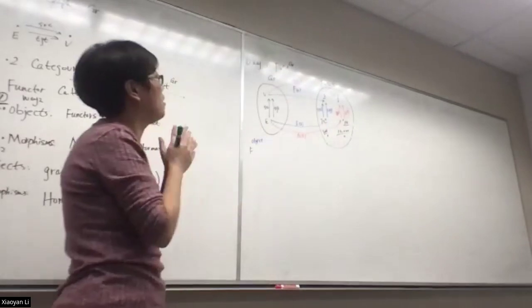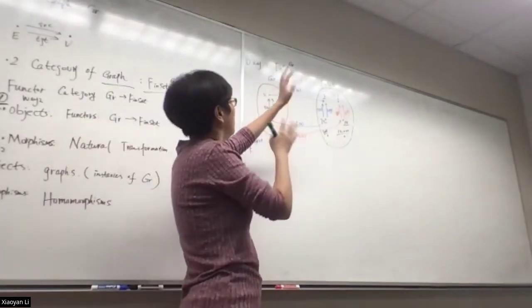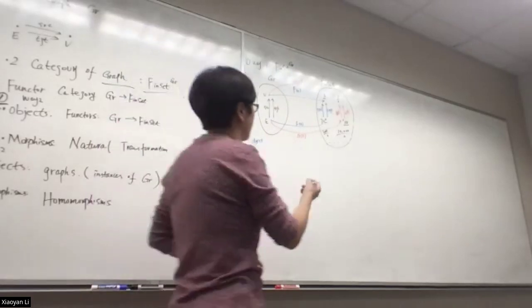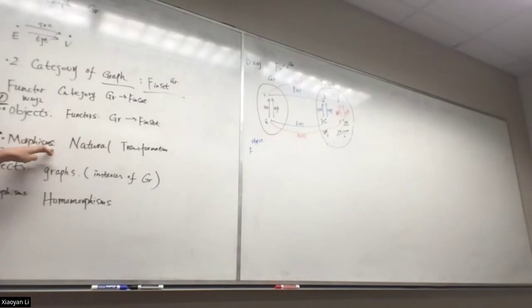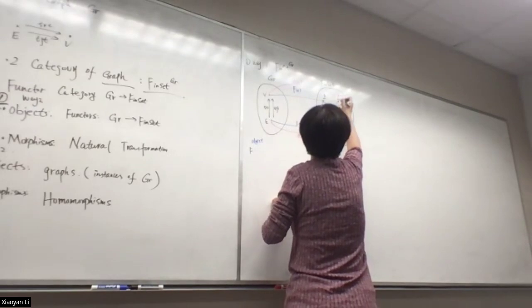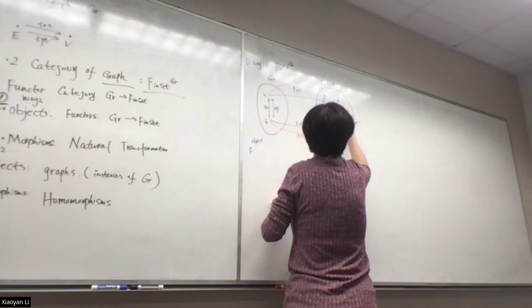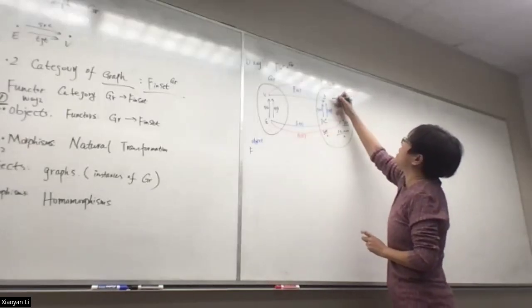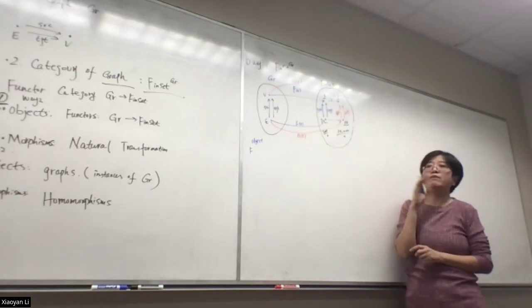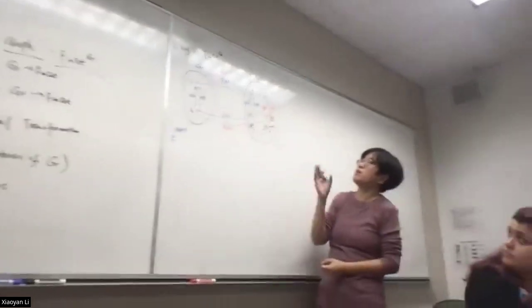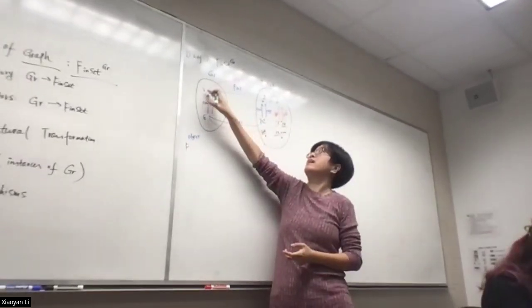Now there should be a morphism in the functor category from GR to FinSet. The morphisms are natural transformations. So the natural transformation definition is something like this, right? If we name this natural transformation alpha, then alpha has several components. Based on the definition, one component is related to one object in the source category.